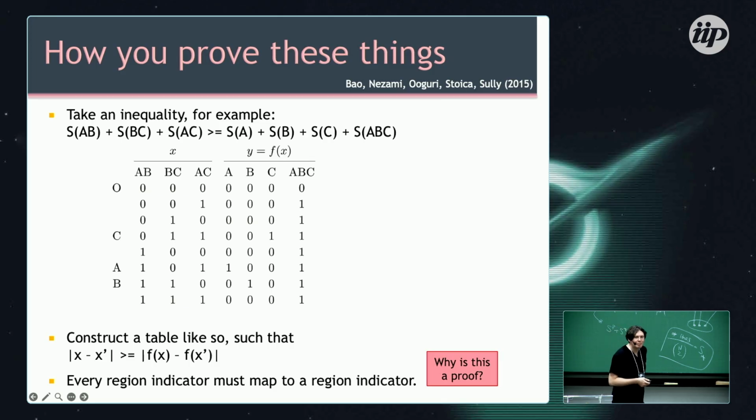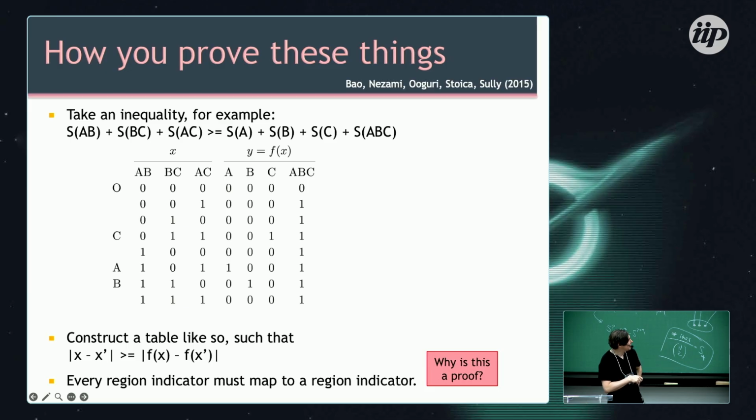So I haven't told you so far about how these inequalities are proven. Here is the most famous inequality of the holographic entropy cone, known as the monogamy of mutual information. And that thing is proven by constructing this table. These tables generally are called contraction maps, and let me tell you about what they are. So what are the properties of this thing? The first property is that the columns of this table are associated with terms on the greater than side and on the less than side of the inequality.